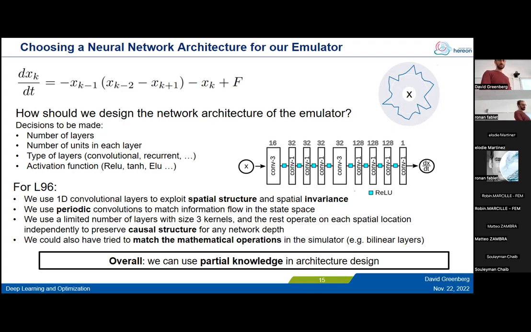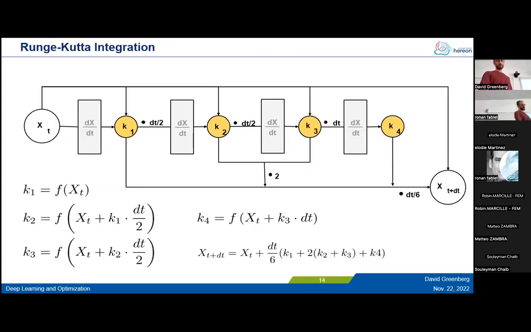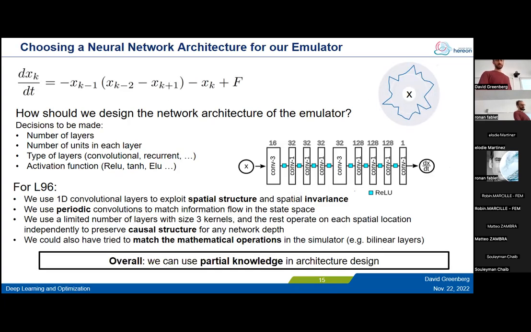And indeed, as has been shown by several papers, including I think from here, you can often gain an advantage instead of just outputting the next system state. You can take your neural network and put it into the same Runge-Kutta scheme, and that's what we did as well. This gives slightly more robust results.